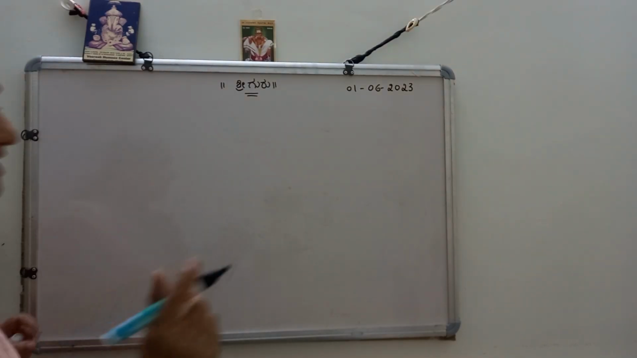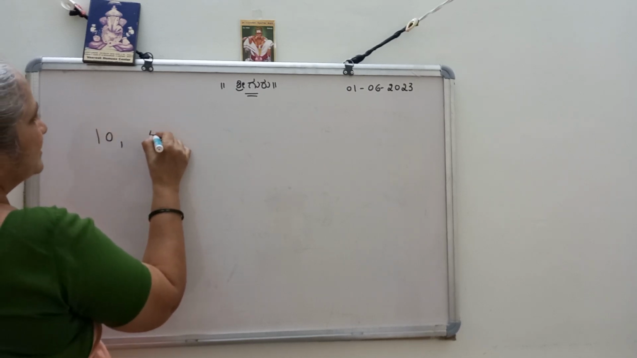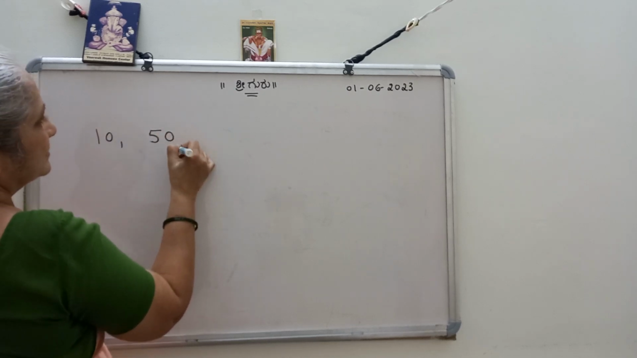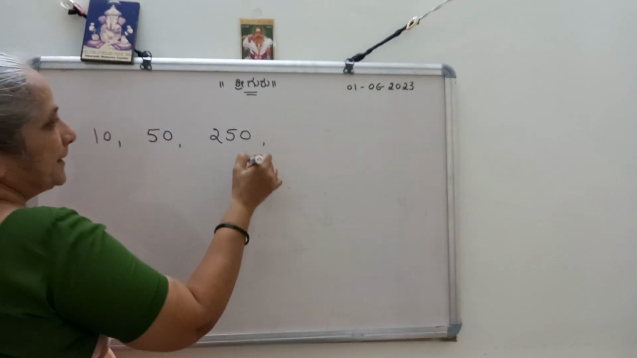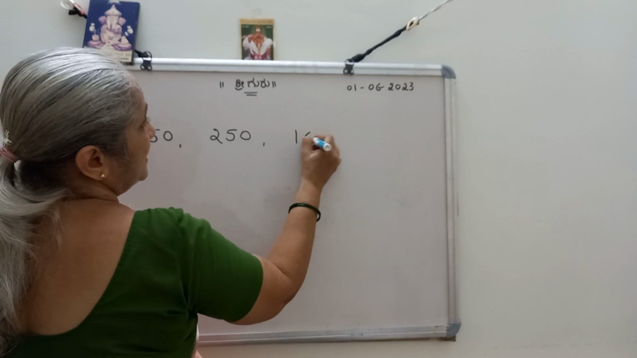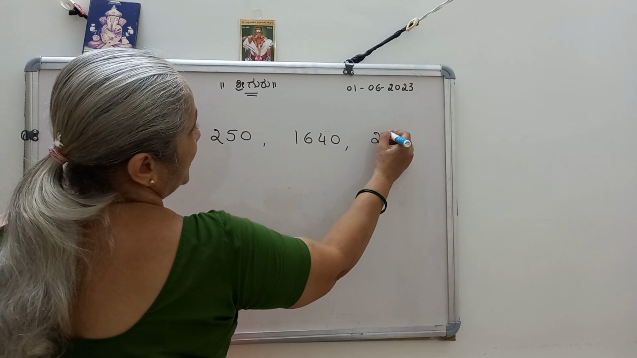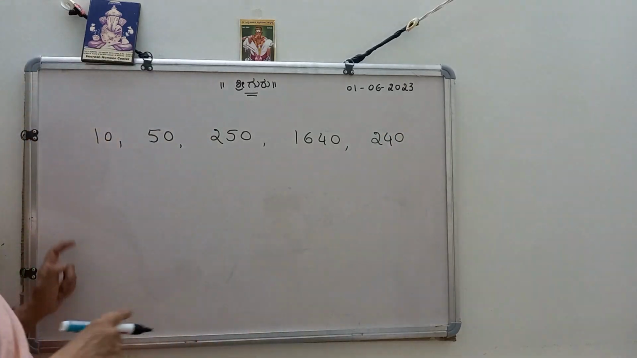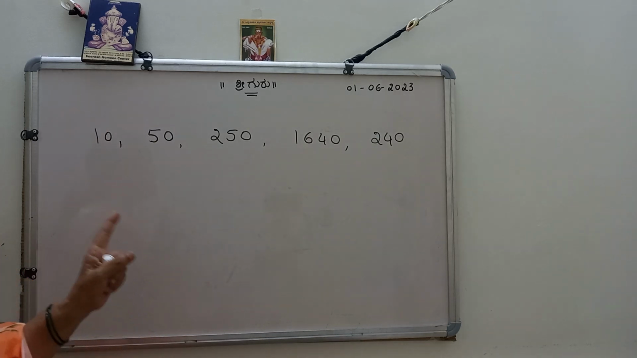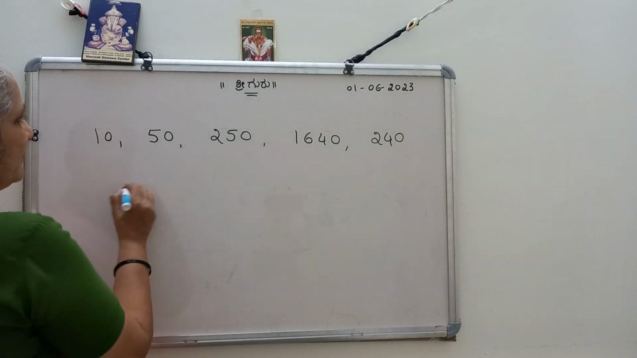Now observe the numbers 10, 50, 250, 1640, 240. So all these numbers are having 0 in its units place. Therefore, we say that they are divisible by 10.